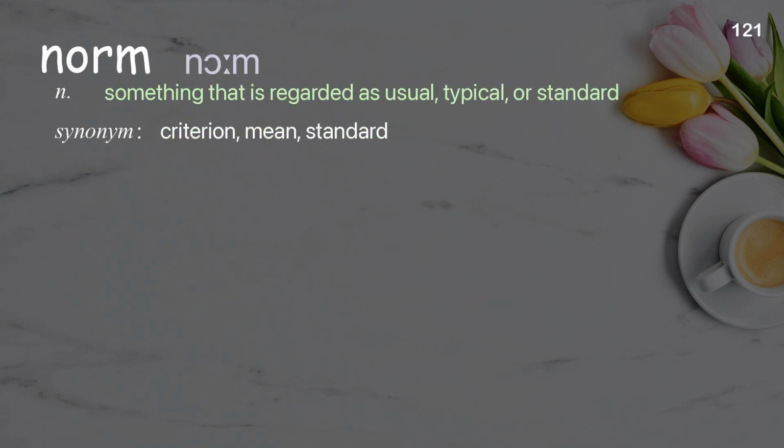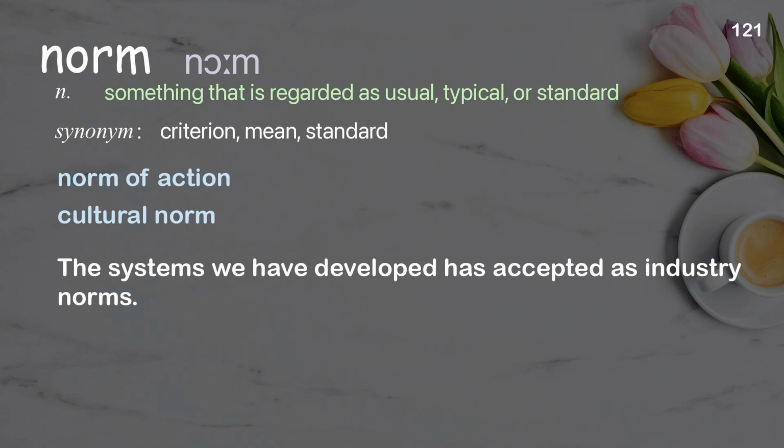Norm. Something that is regarded as usual, typical, or standard. Examples: Norm of action, cultural norm. The systems we have developed has accepted as industry norms.